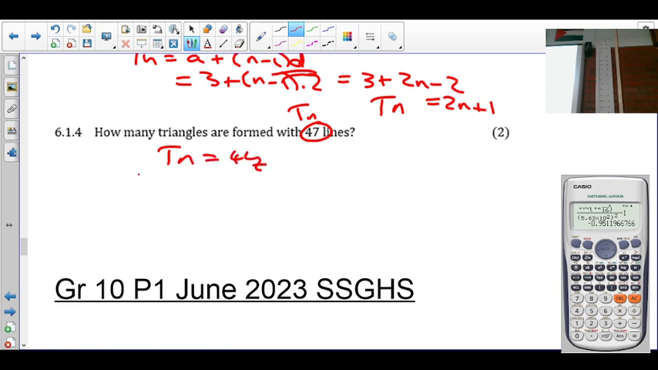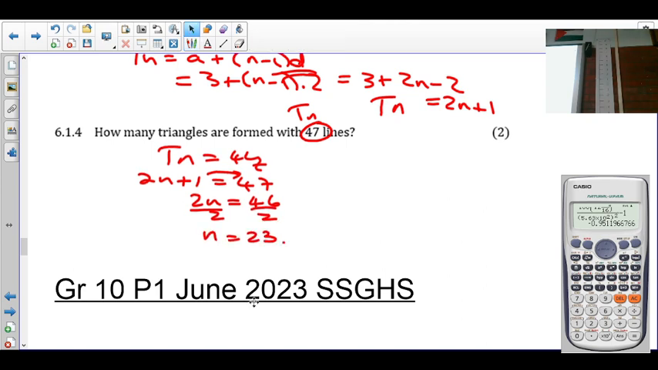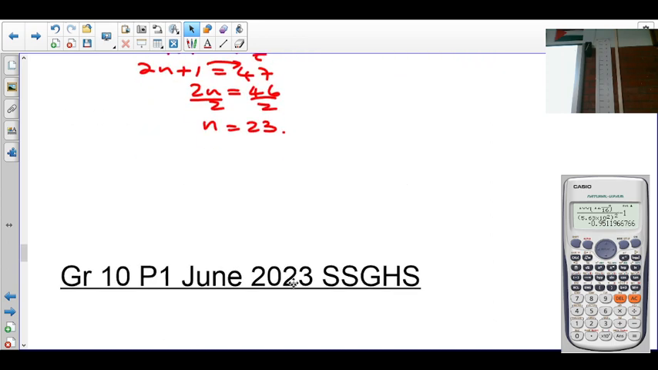Okay, so Tn is 2n plus 1, it's equal to 47. You take the 1 over the equal sign, so 2n is equal to 46. Divide by 2 both sides. So n is 23. So that means to say diagram 23 will contain 47 lines. Okay.